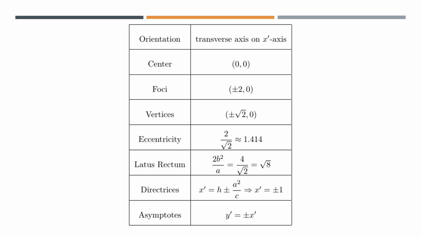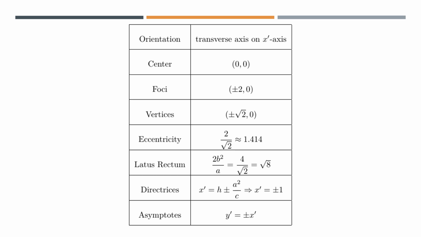The center is still at the origin. The foci are at plus or minus 2, 0. The vertices are at plus or minus square root 2, 0. The eccentricity can be found by taking the value of c divided by a. Basically, the distance from the center to the focus divided by the distance from the center to the vertex. And when we do that ratio, we get the square root of 2, which is approximately 1.414.